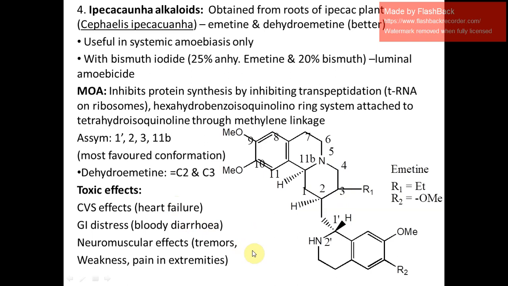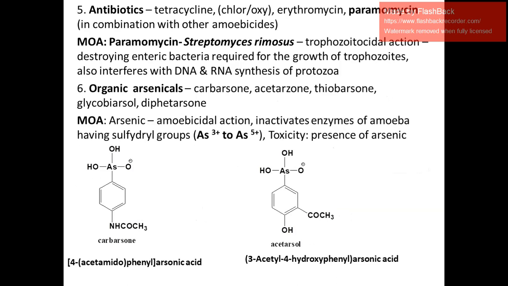Toxic effects, you can see a lot of toxic effects: CVS effects, GI distress, neuromuscular effects, and all these things are there. So that is why ipecac alkaloids, emetine and dehydroemetine, are the last choice to treat amoebiasis. Then antibiotics are there. Paromomycin is one of them, obtained from Streptomyces rimosus. It has a very wonderful trophocidal action. It will destroy the enteric bacteria required for the growth of trophozoites, and it will interfere with the RNA and DNA synthesis of protozoa.